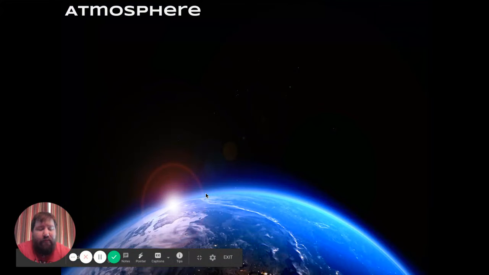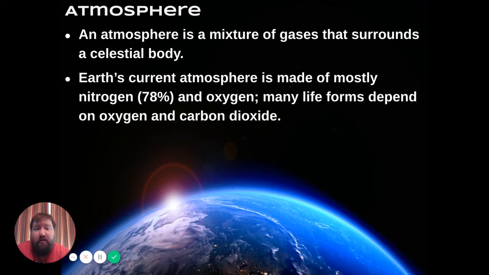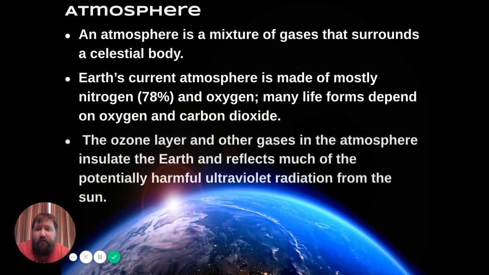Now let's talk about the atmosphere. An atmosphere is a mixture of gases that surrounds a celestial body. Earth's current atmosphere is made mostly of nitrogen, about 78%, and oxygen. Many life forms on our planet rely on this oxygen and carbon dioxide. But carbon dioxide is CO2, so there's carbon as well as oxygen in there. So that's where some of that oxygen in our atmosphere comes from. The ozone layer and other gases in the atmosphere insulate our Earth and reflect much of the potentially harmful ultraviolet or UV radiation that we get from the sun.